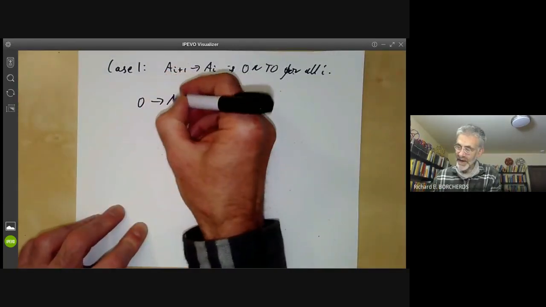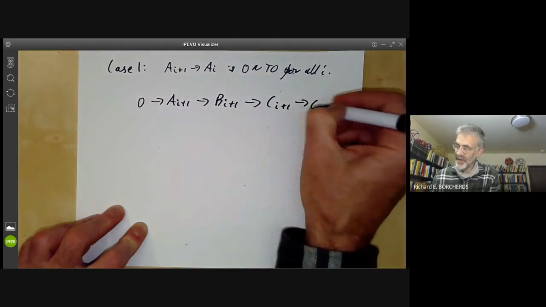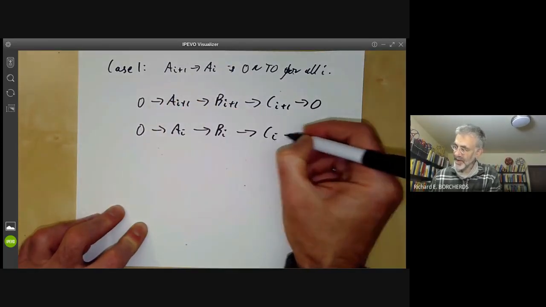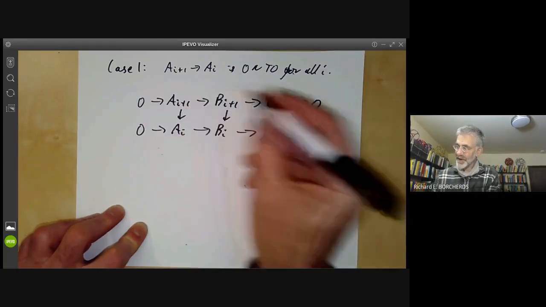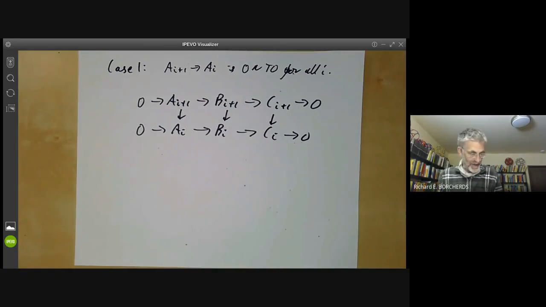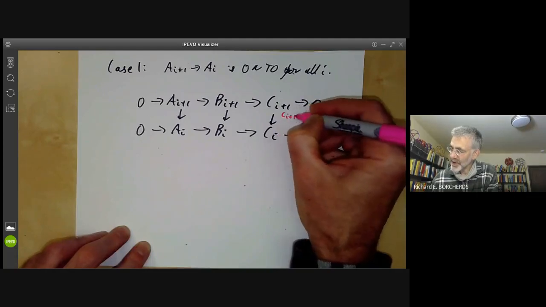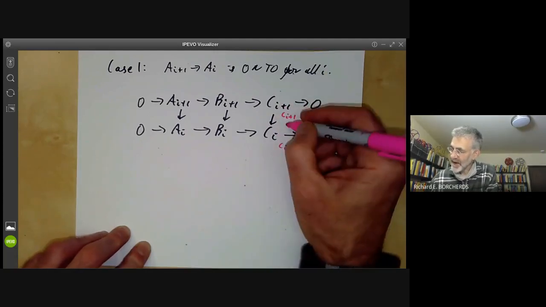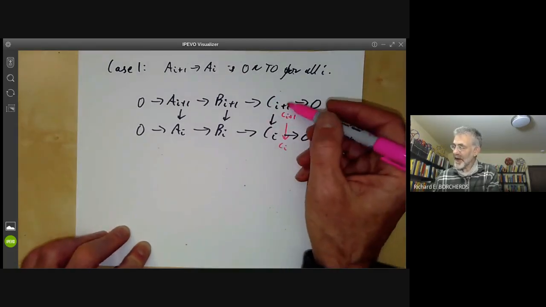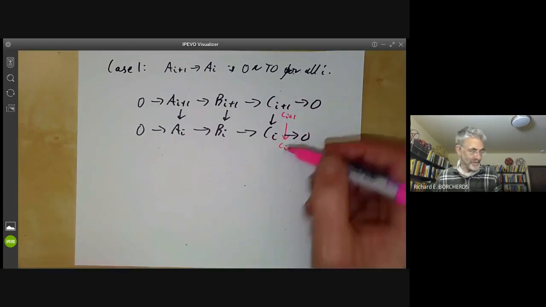We've got naught goes to A_{i+1} goes to B_{i+1} goes to C_{i+1} goes to zero. And we've got naught goes to A_i goes to B_i goes to C_i goes to zero. And we're trying to show that the limit of the B_i maps onto the limit of the C_i. Well, what we have is an element C_{i+1} and an element C_i and various other elements for all the other subscripts. So if we pick an element in the inverse limit of the C_i in particular, we've got two elements like that.